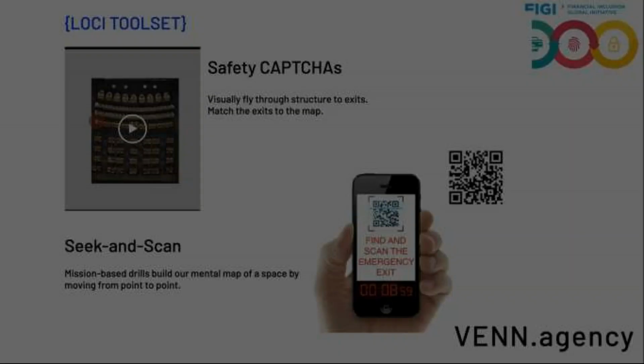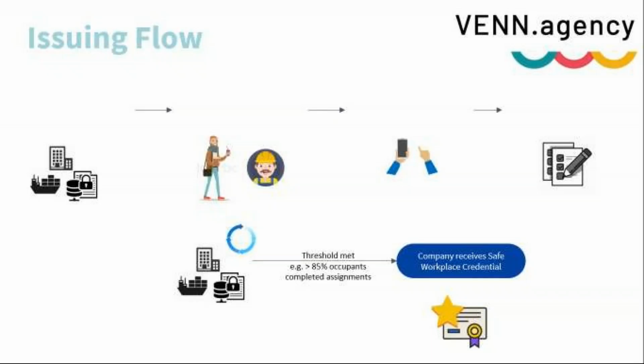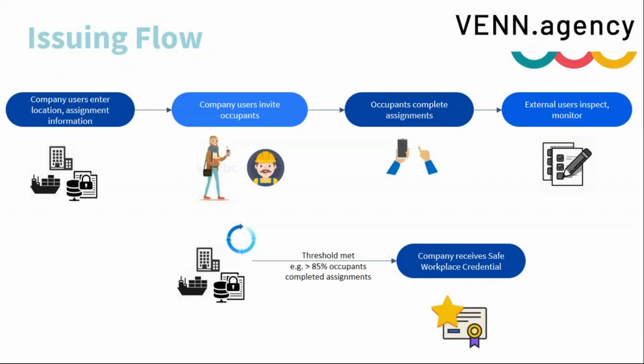So I have a little example of the kind of training that they're doing. This is showing the idea that the company users are entering information about the space and the training, what sort of criteria the users need to complete. But then there's this offline process where the inspectors can inspect the state of the game and set criteria, saying this is what I need for you to be a safe workspace.